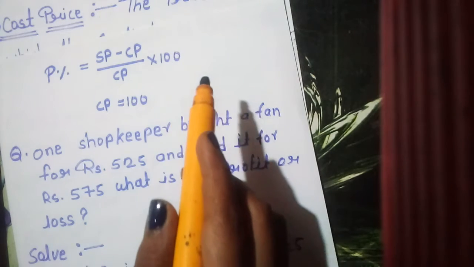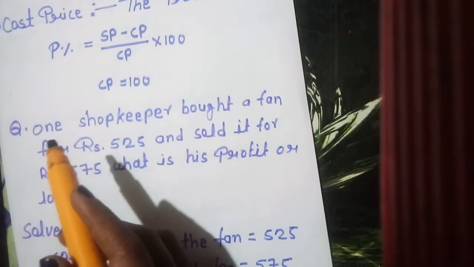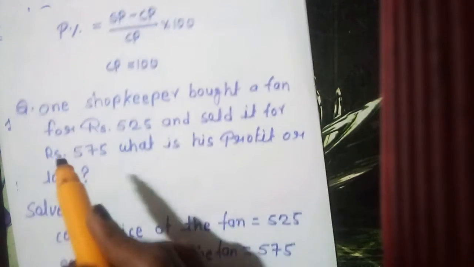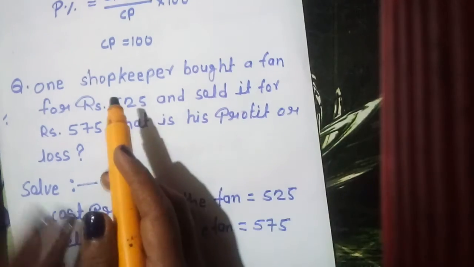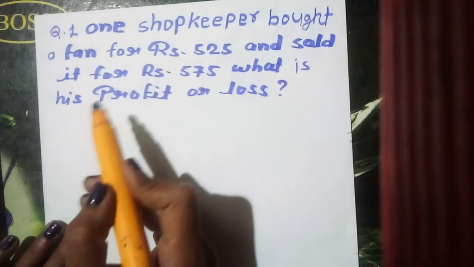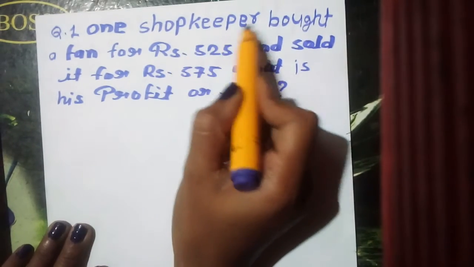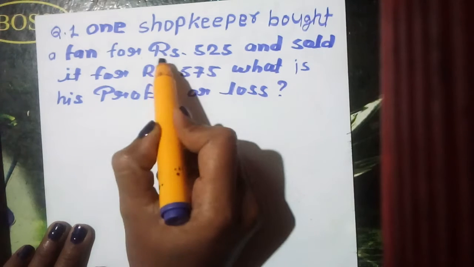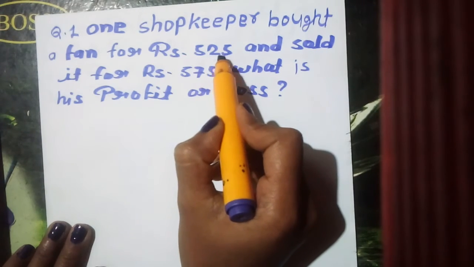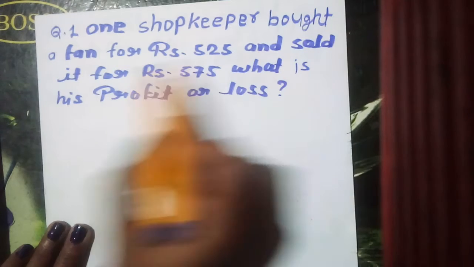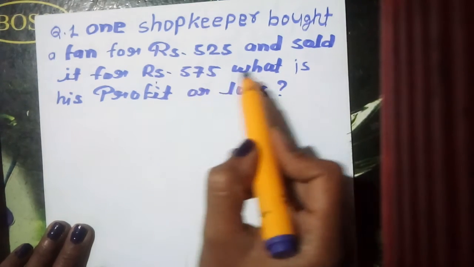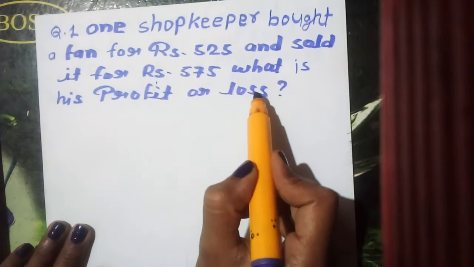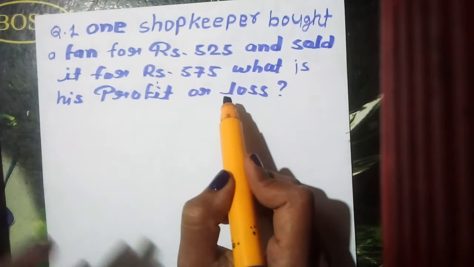Now the very important things. Let's get started with examples of profit and loss. What is the question saying? Question number one: a shopkeeper bought a fan for rupees 525 and sold it for rupees 575. What is his profit or loss?